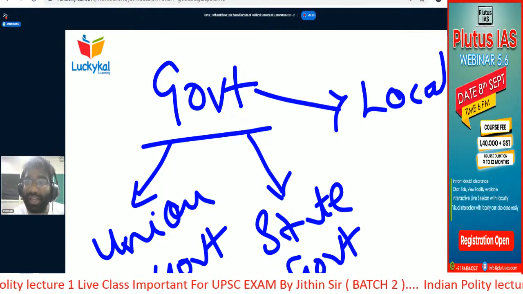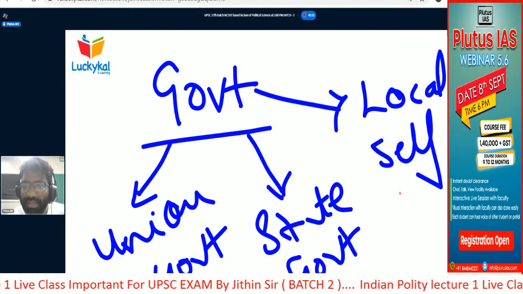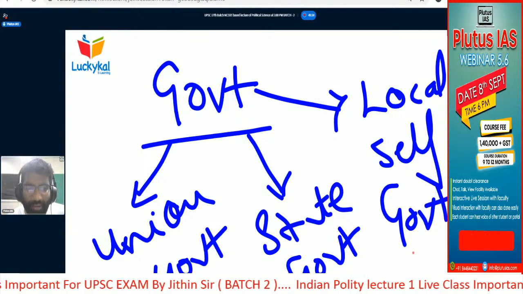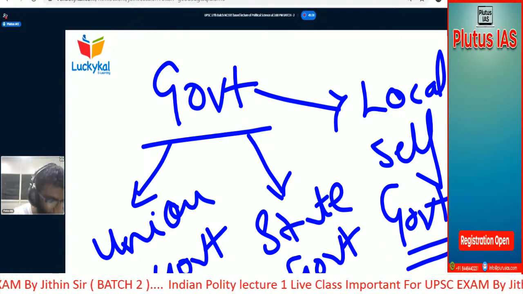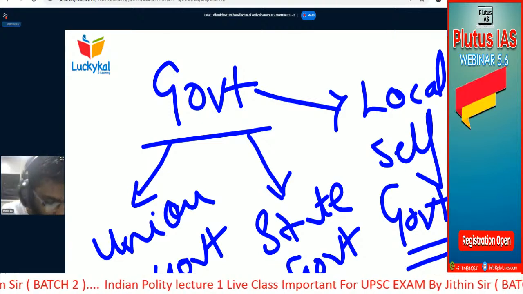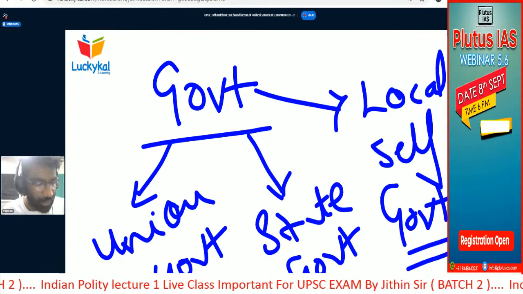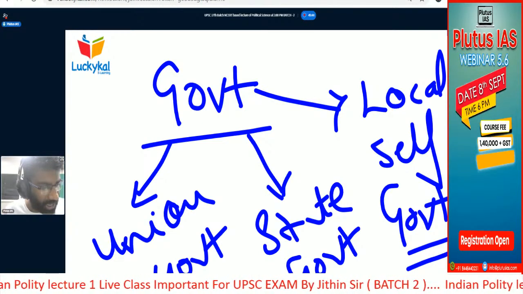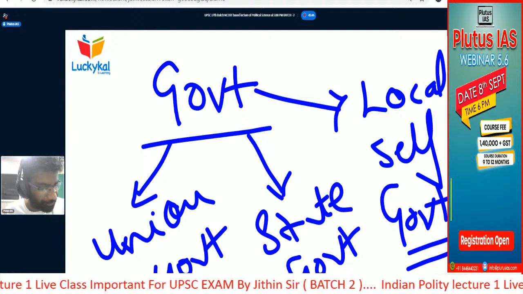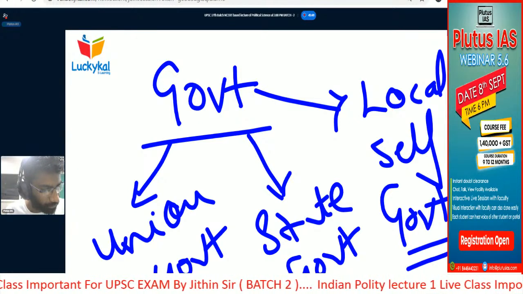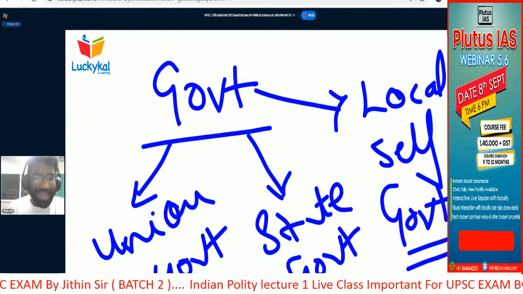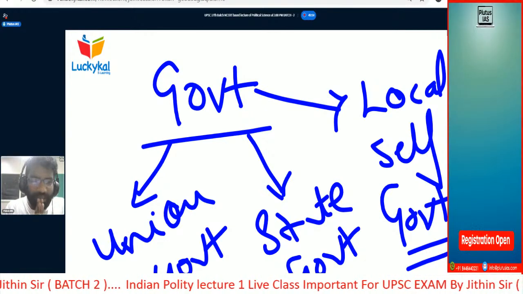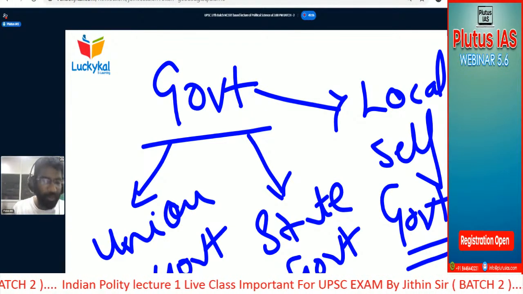Write it in this way. Write down local self-government. If you have written, and in local self-government, write down panchayat and municipalities. Okay. Are you guys clear with this much? If you are clear, we will proceed further.